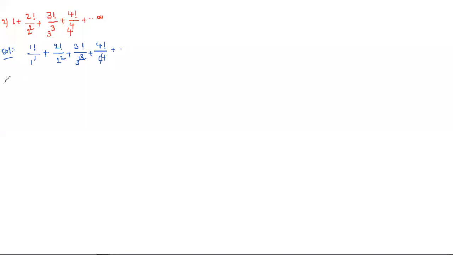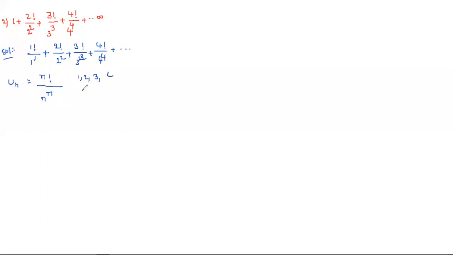So this is nothing but un is equal to, what we'll get? See here, 1, 2, 3, 4, 5, 6, and so on. The nth term is nothing but n factorial. And in the denominator also the same, 1, 2, 3, 4, and so on, that is nothing but n, and in the power also the same thing. So the power is 1 power 1, 2 power 2, 3 power 3, 4 power 4, that is nothing but n power n.